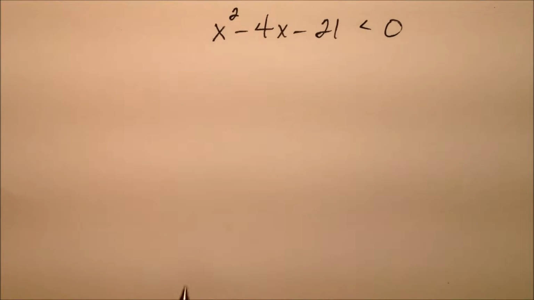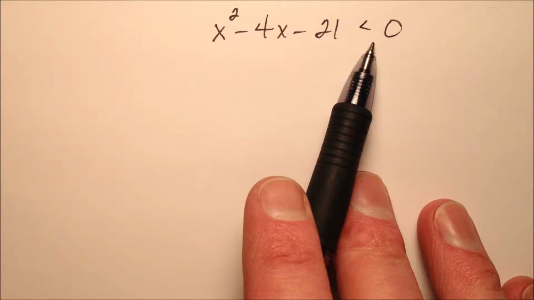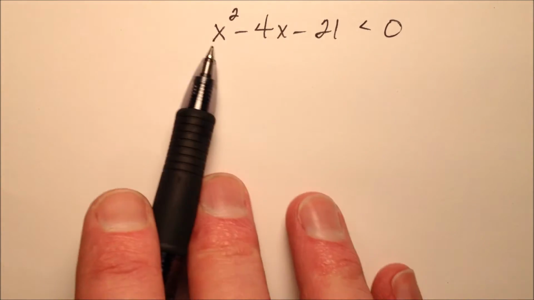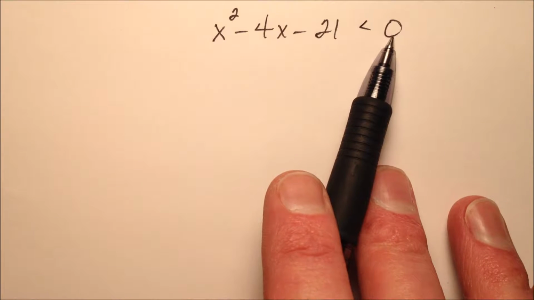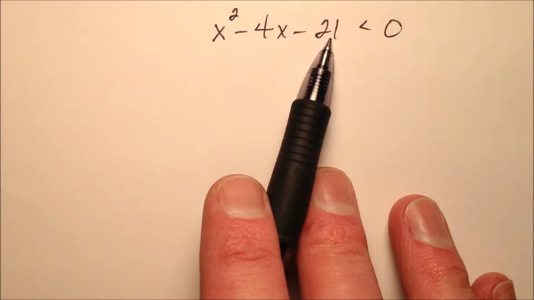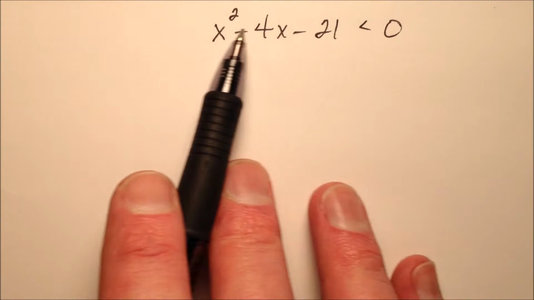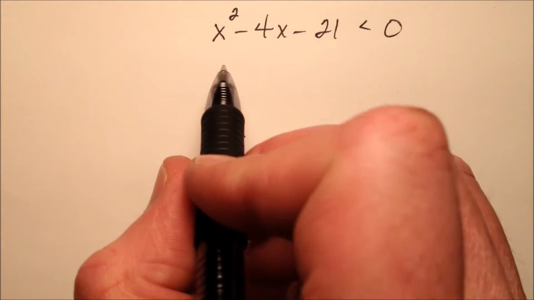In this example, we're going to solve this quadratic inequality and then graph the solution set on a number line. So the first thing we need to make sure is that all the terms are on one side and we have 0 on the other side. And since this is quadratic, we're going to go ahead and try to factor it, and we're going to set those factors equal to 0 so we can find the critical numbers.